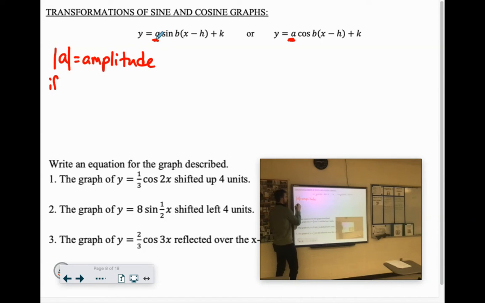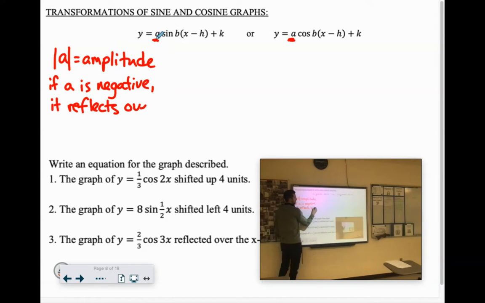Also, if A is negative, it reflects over the x-axis. Cool.